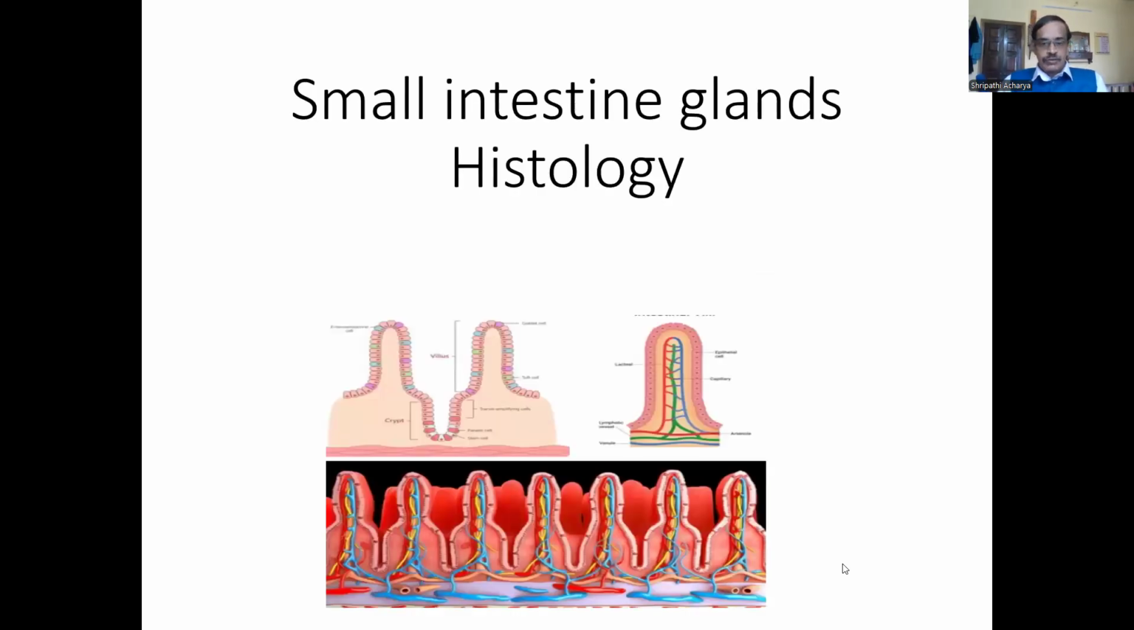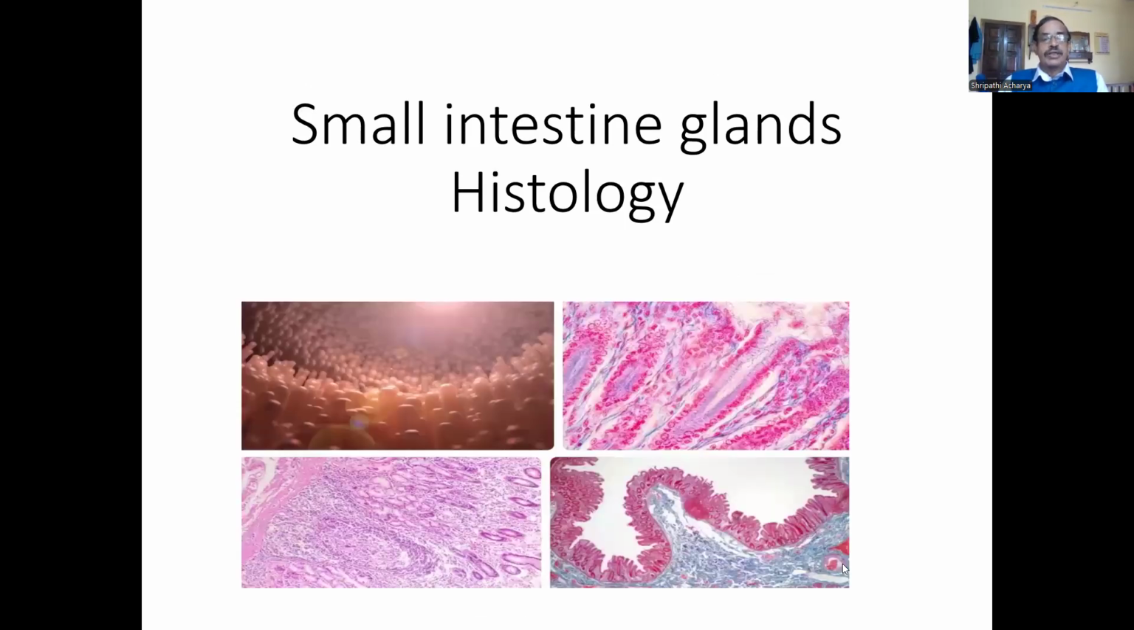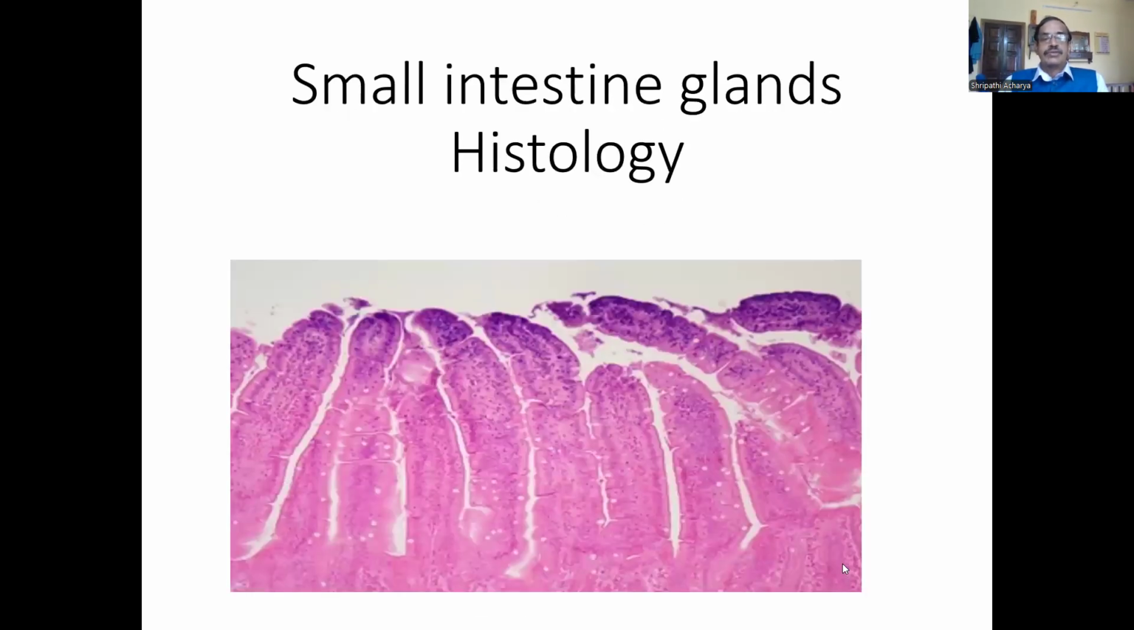Some more slides of small intestine. You can see in the small intestine, between the villi, there is invagination of mucosa containing glands. You can see villi and crypts of Lieberkühn. In the crypts of Lieberkühn, some secretory cells are secreting enzymes.